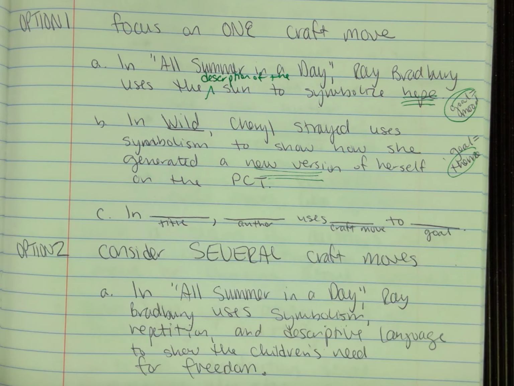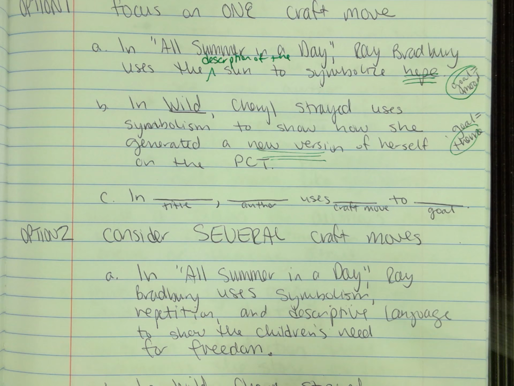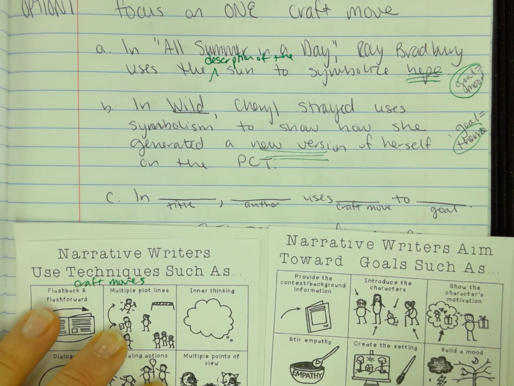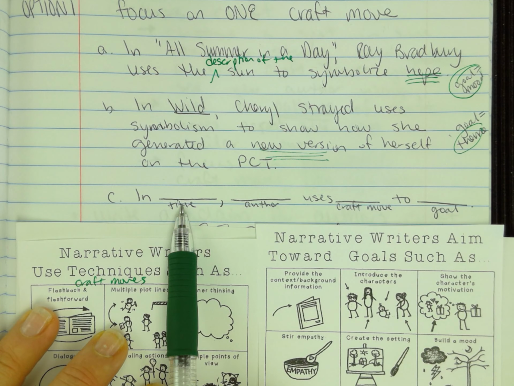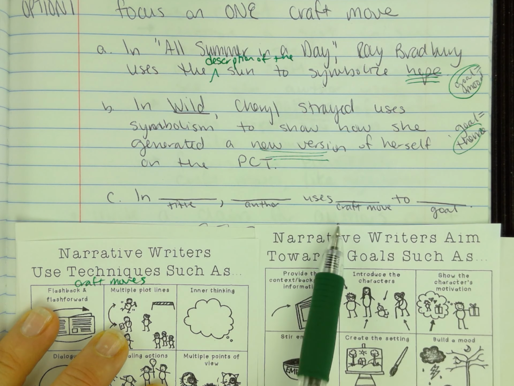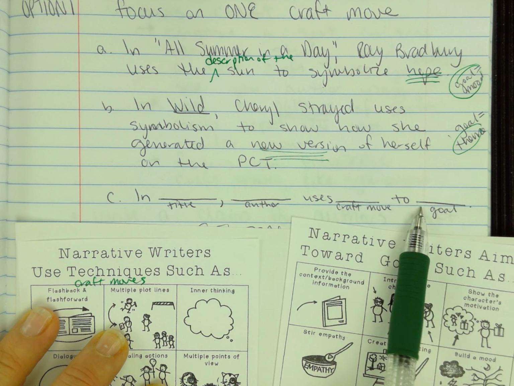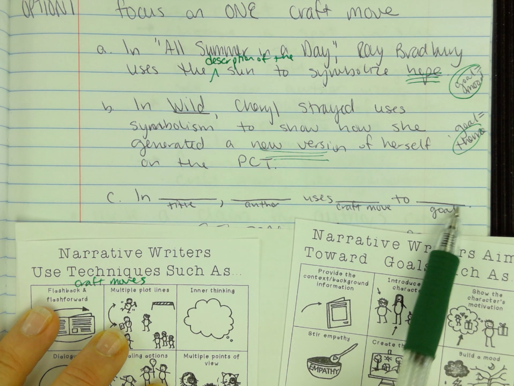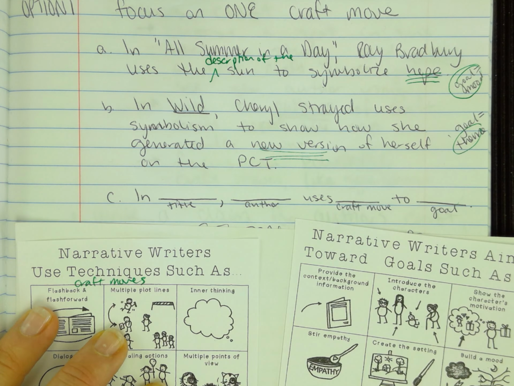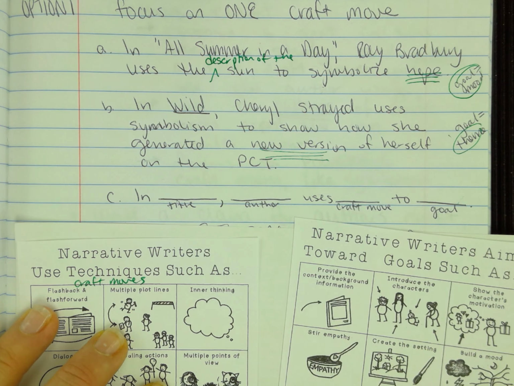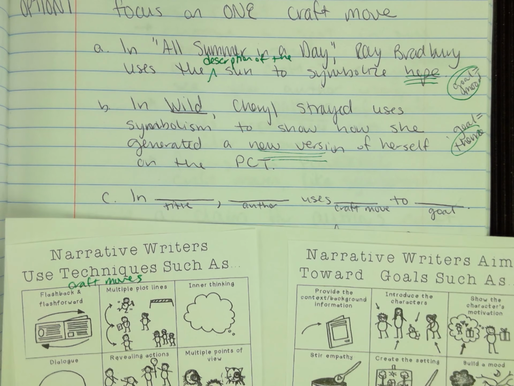The other way that you can do it. So here's a little formula for that. In book's title, the author uses blank craft move to blank create the goal. You could just fill in those blanks for your story to make your claim. Okay. I'm trying to make this easy peasy, lemon squeezy.